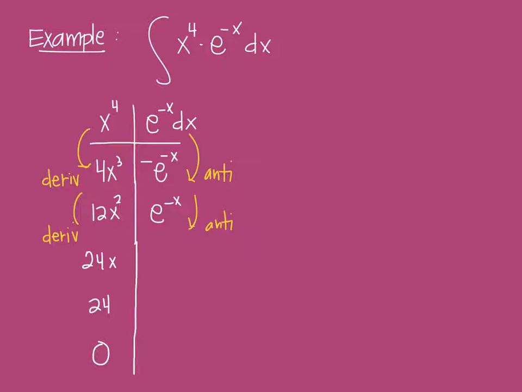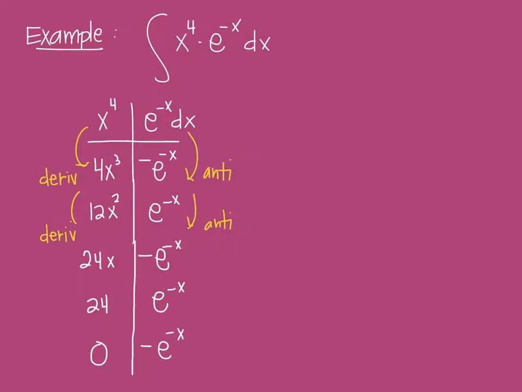On the other side of the table, I'm doing antiderivatives. Are you ever going to run out of antiderivatives? No. Why not? It's a cycle. It's cyclic. It's just going to keep going all the time. So then we have another antiderivative, which would be back to negative e to the negative x. And another antiderivative back to a positive e to the negative x. And then another antiderivative back to negative e to the negative x.